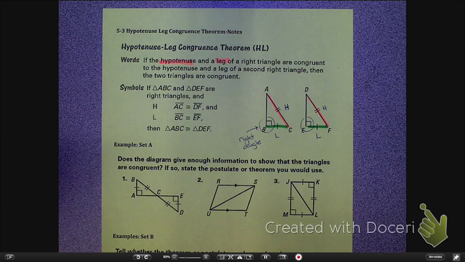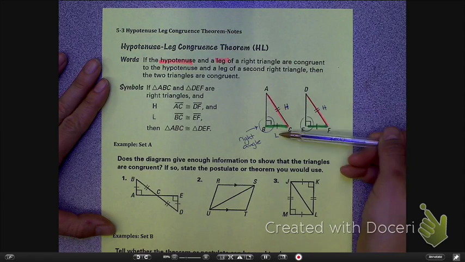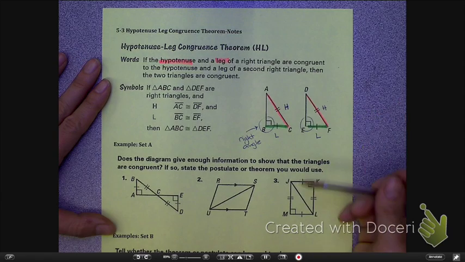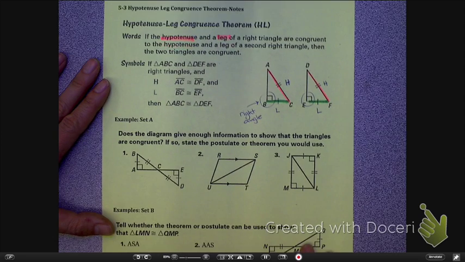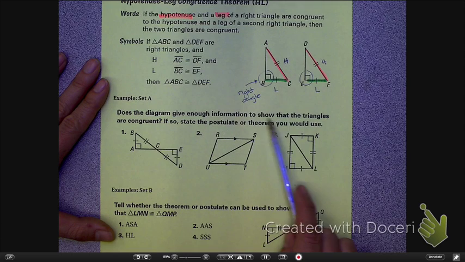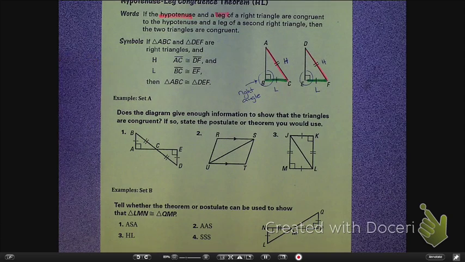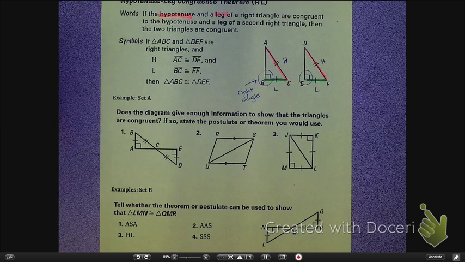All right, so knowing this theorem, knowing that if we have a right triangle and we have a hypotenuse and a leg congruent to another hypotenuse and a leg, it makes the two triangles congruent, we're going to go ahead and run through some examples. Okay, so example set A says, does the diagram give enough information to show that the triangles are congruent? If so, state the postulate or theorem you would use. So some of these are going to be using new congruence theorems. Some of them we might have to refer back to old congruence theorems we've learned. But let's take a look at the first problem.